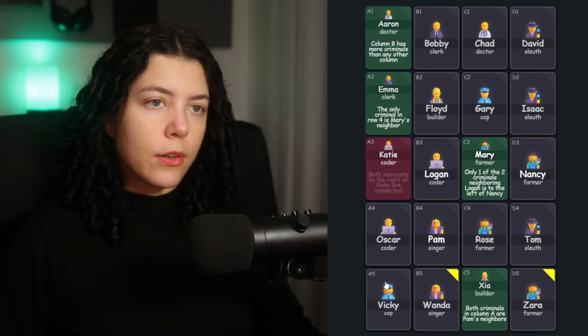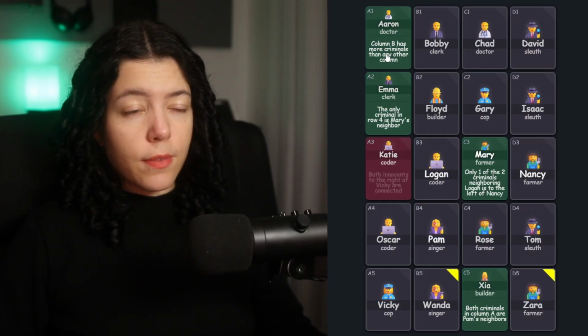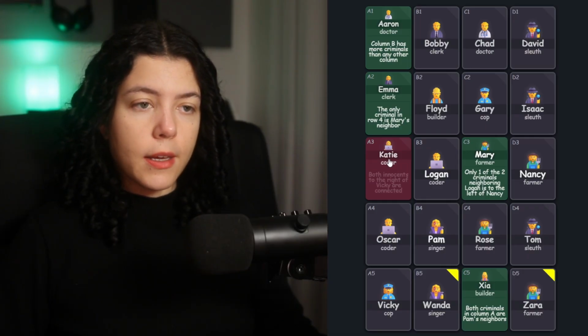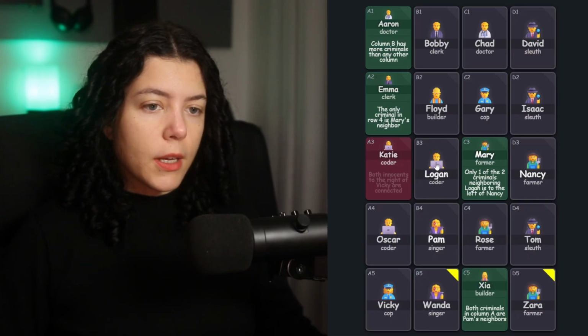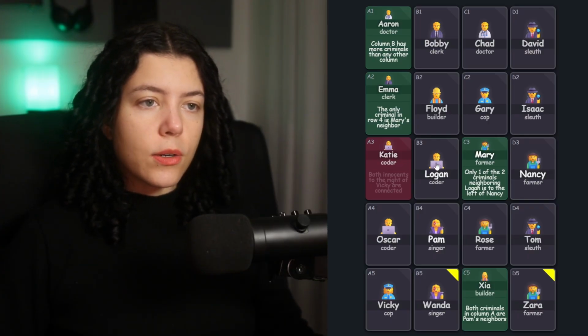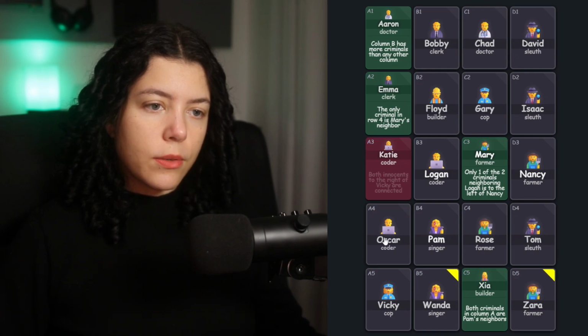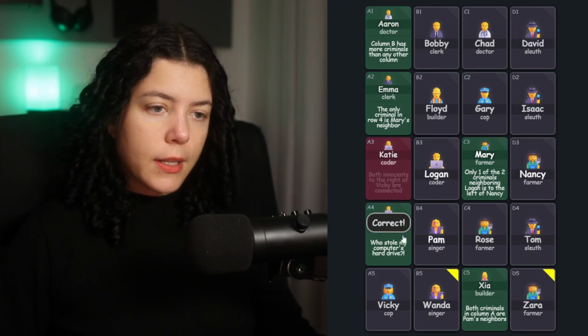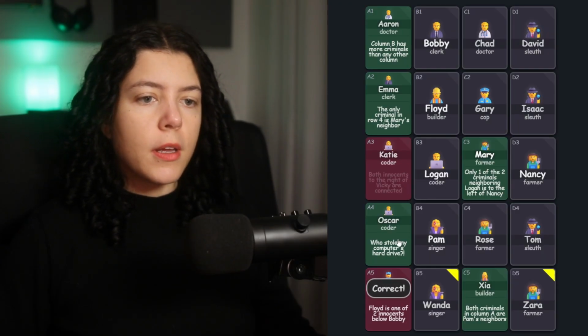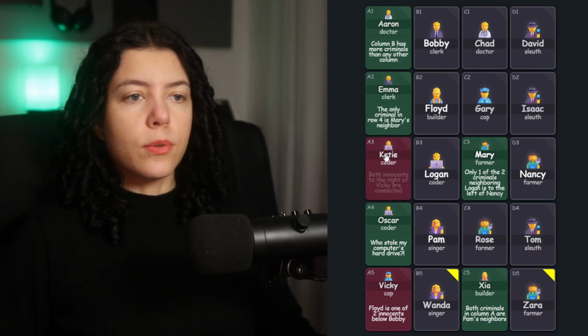And Aaron now says that column B has more criminals than any other column. Okay. So it has to have at least 3, because we know that column A has 2 already. So column B has to have at least 3. Emma says that the only criminal in row 4 is Mary's neighbor. So we know that Oscar is definitely not a criminal. And we could have tagged Oscar and Vicky as opposites, since we knew that there was only gonna be one more criminal here, and it was gonna be one of these 2. But Oscar is not that criminal, which makes Vicky the criminal, and we know that there's gonna be one single criminal in row 4 here.